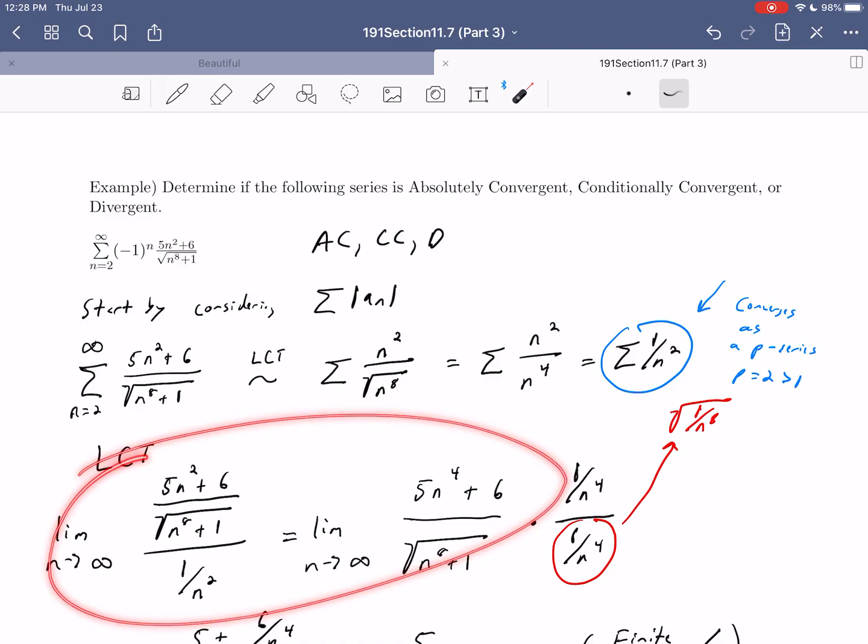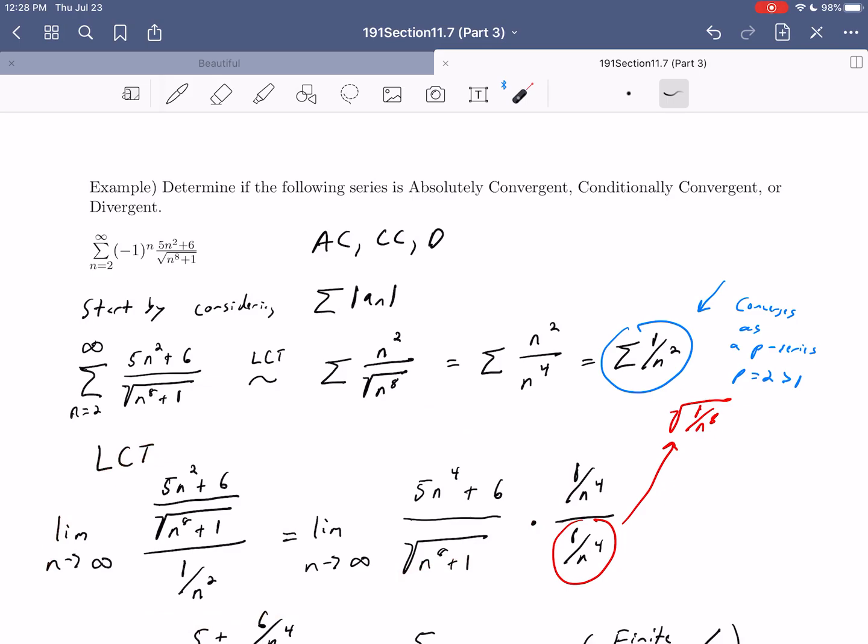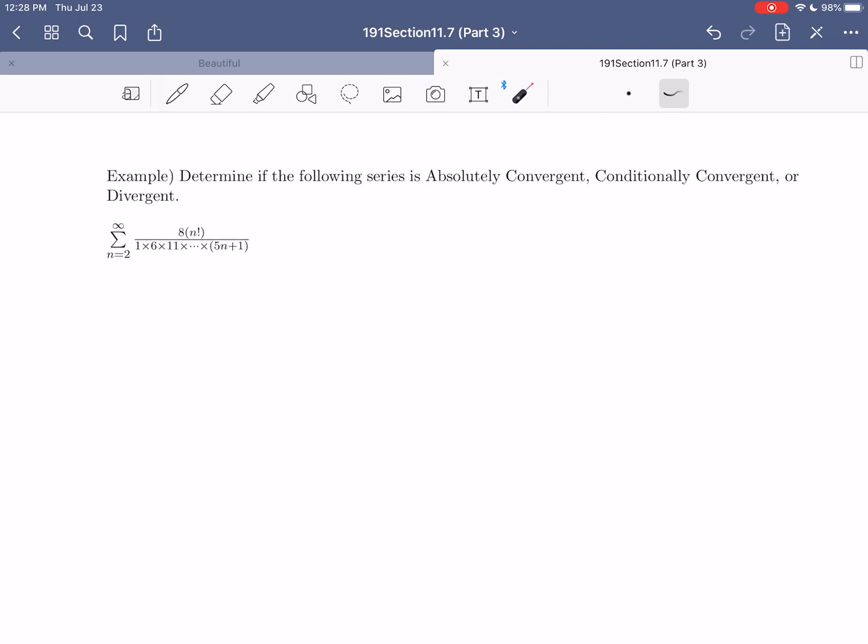That's what the LCT really is good for. Okay, let's take a look at another one. All right, so we want to determine if this series is absolutely convergent, conditionally convergent, or divergent. We have the sum of 8 times n factorial over 1 times 6 times 11 times ... times 5n plus 1.